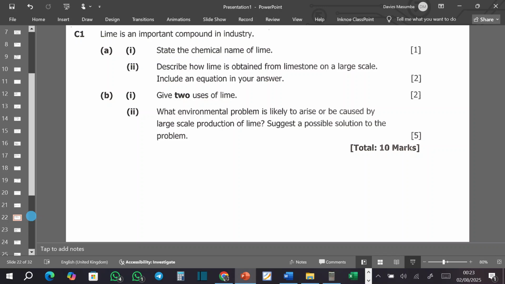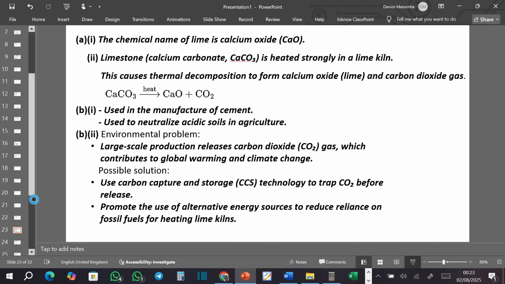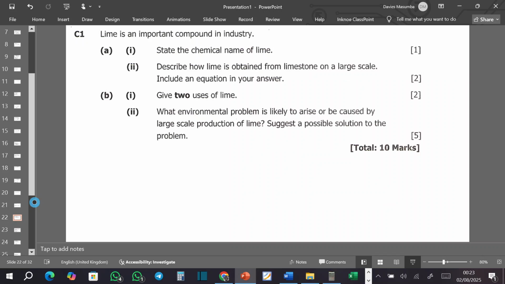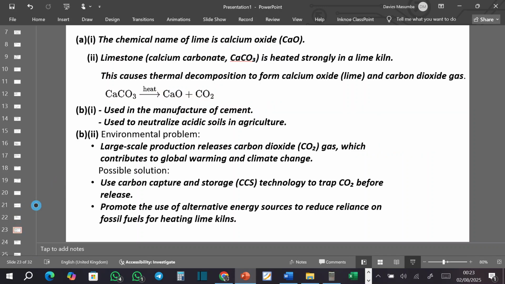So we start answering. A, Roman numeral one, state the chemical name of lime. The chemical name of lime is calcium oxide. Then to describe how lime is obtained from limestone on a large scale, include an equation in your answer. So you can say that limestone, which is calcium carbonate, is heated strongly in a lime kiln. This causes a thermal decomposition to form calcium oxide, lime, and carbon dioxide gas. So you write an equation like that, you are done.